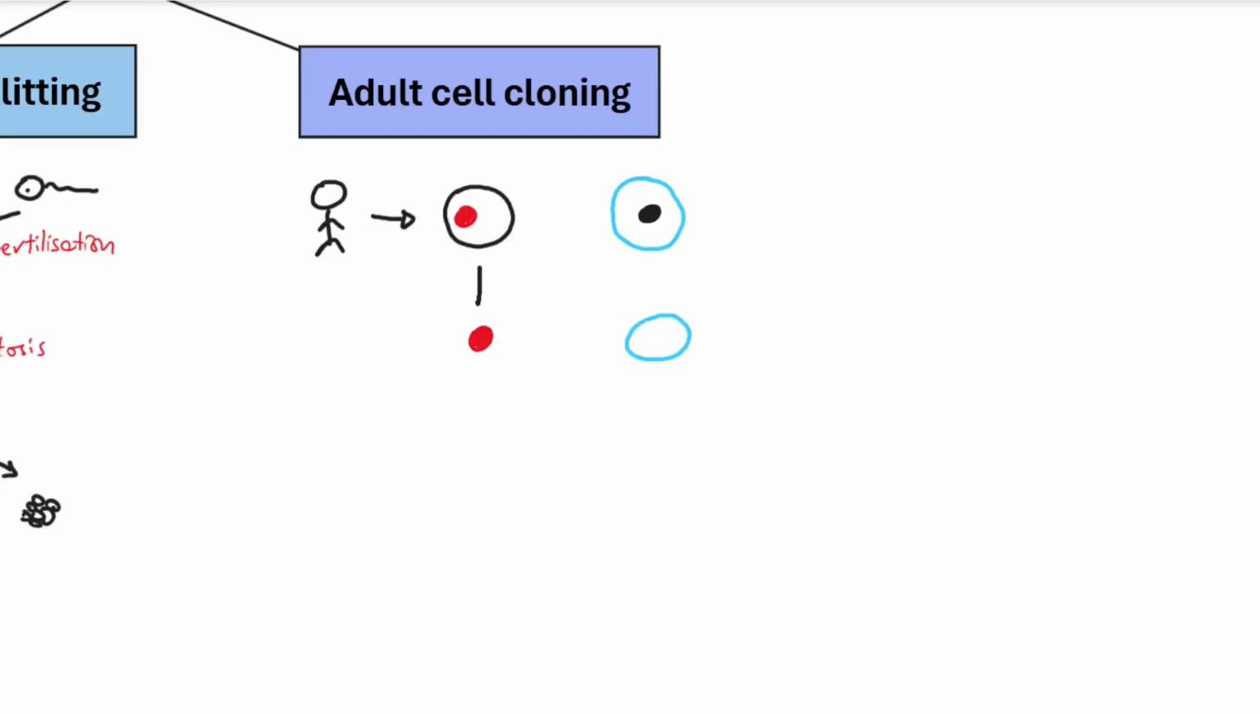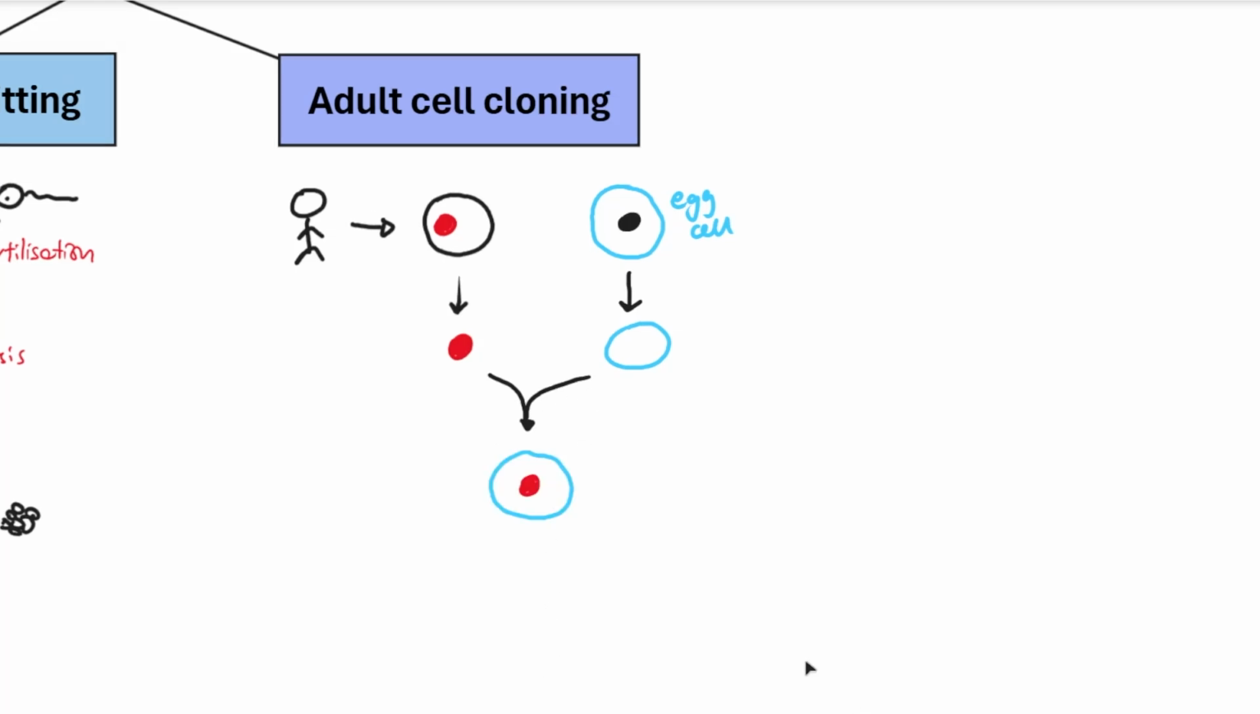So in this case, I've extracted the nucleus like this, and I have removed the nucleus from the egg cell, so it's an empty egg cell here. There are scientific methods to shock the egg cell into taking up the nucleus, making something like this. Then we would again shock the cell and give it lots of nutrients to allow it to divide by mitosis to make it into an embryo.